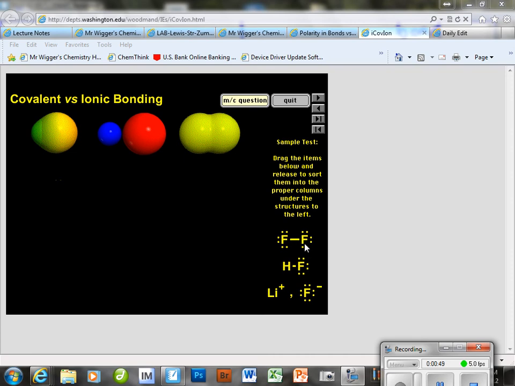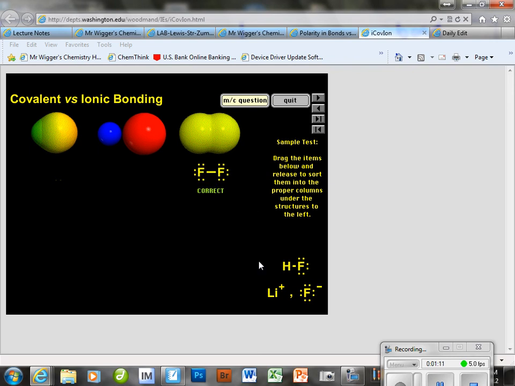So I look at the two and I see that one of them has both of those atoms exactly the same size, and they're kind of mingled together, and that gives me a good idea that I might have a little covalent molecule, which would be represented by this guy. So let's give it a try and see if it goes up there. Aha! Correct. So the next one is HF.